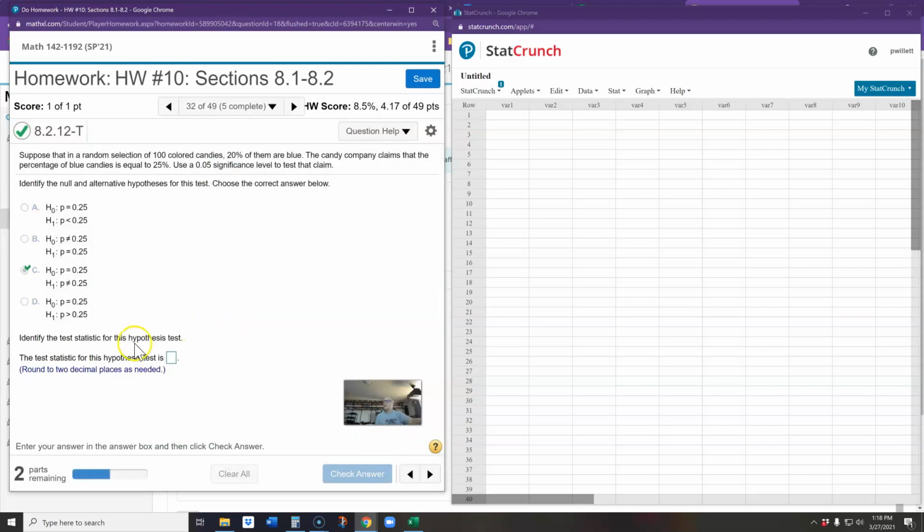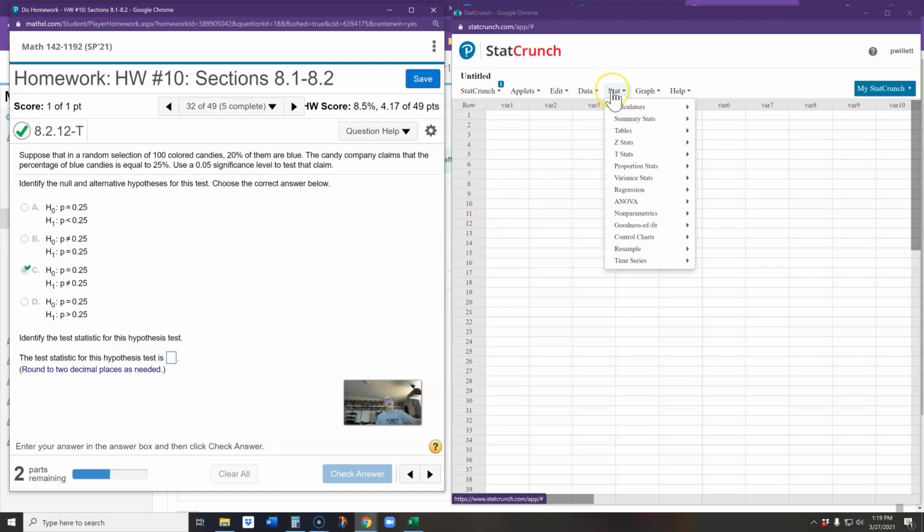Then they ask us to identify the test statistic. Again, what does that mean? That would be the distribution score you get from your sample. Since this is a proportion hypothesis test, the distribution will be a z distribution, so the test statistic should be a z-stat. All right, so I have StatCrunch open here, so we can put this null hypothesis into StatCrunch and use it to see what the test statistic is.